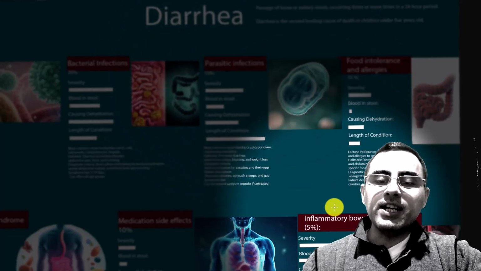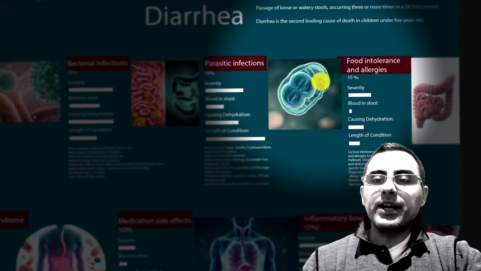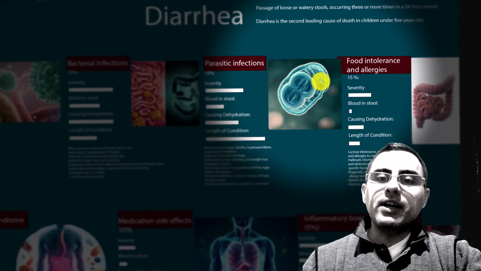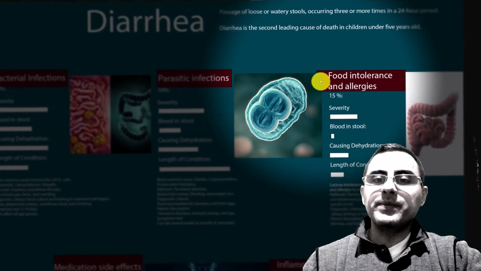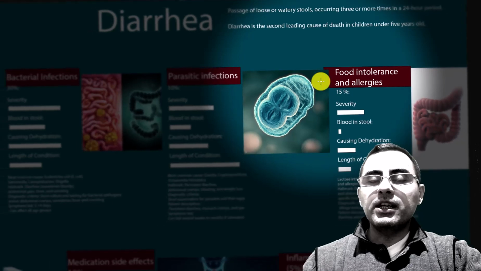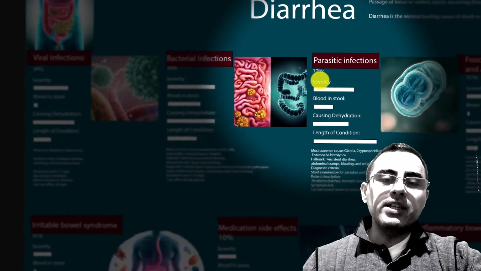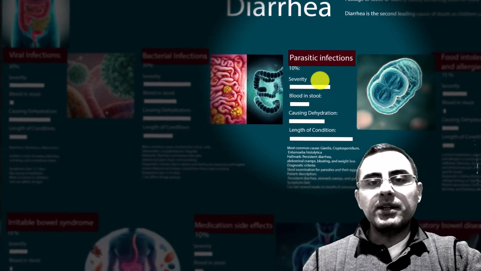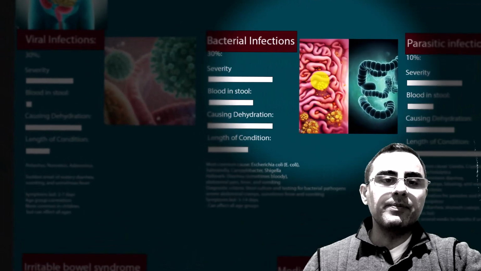Diarrhea is the second most common cause of death in children under the age of 5. Diarrhea is when stool is loose or watery and occurs 3 or more times in a 24-hour period. There are many causes of diarrhea, but we will cover the most common and most important ones.